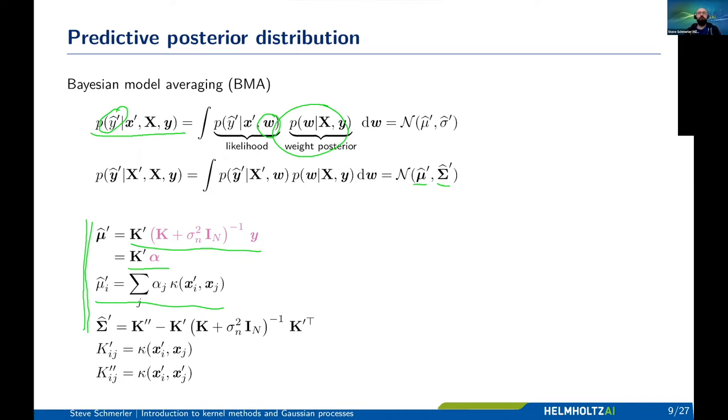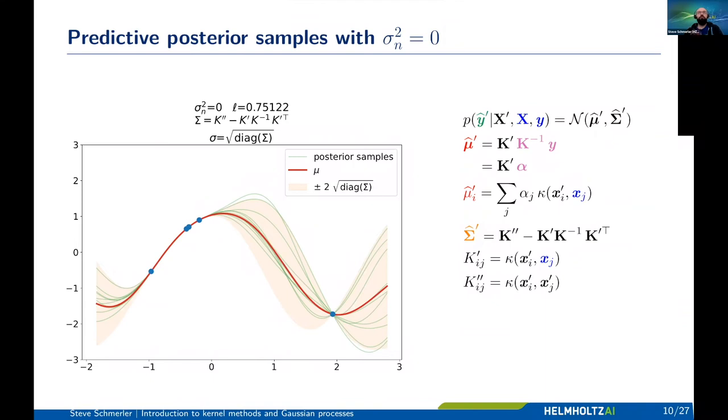So now we will apply this to some data in this example here. Remember from the beginning, we had this prior distribution over model functions, which had a mean of zero, and they basically were all over the place.